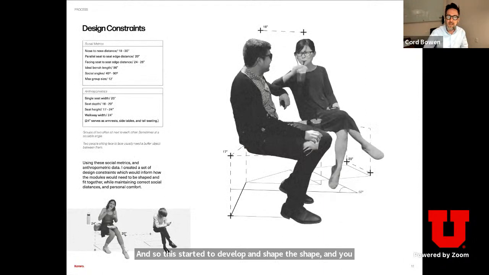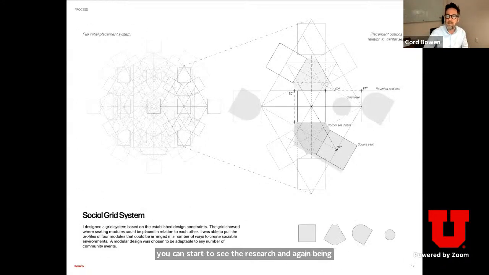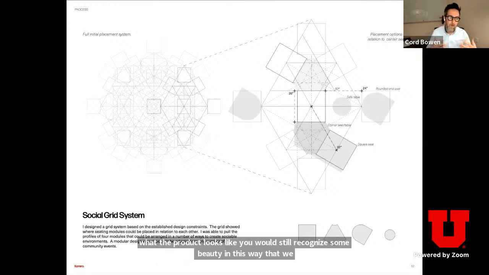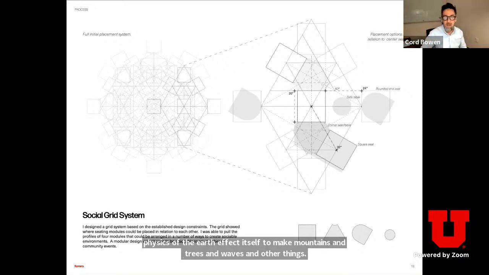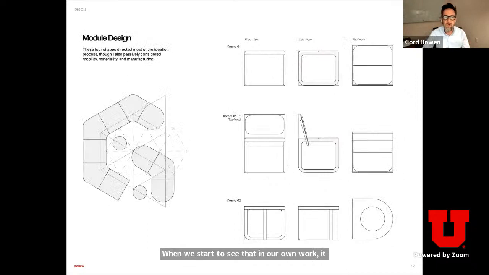And you can start to see through the research, and again, being thorough, following through, telling your story, that from the very first image I showed you, you start to see these shapes emerge, these patterns emerge, the drawings become beautiful. And what I mean by beautiful is that through this drawing, if you didn't know what the project looked like, you would still recognize some beauty in that. This way that we can recognize that a tree is beautiful, or the way that the nature and physics of the earth affect itself to make mountains and trees and waves and other things. When we start to see that in our own work, it starts to come out and starts to inform.